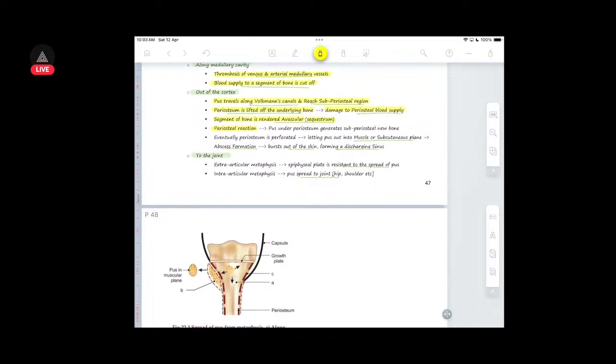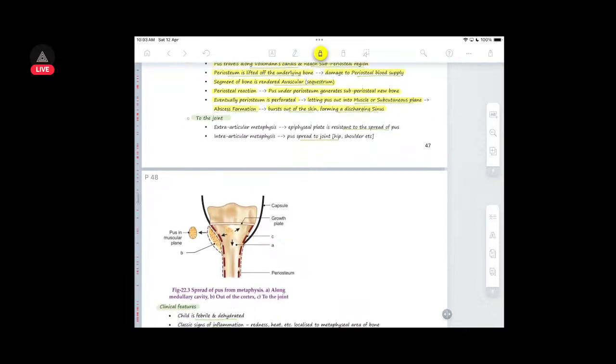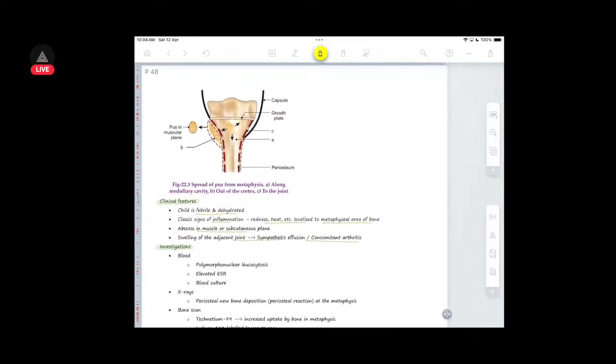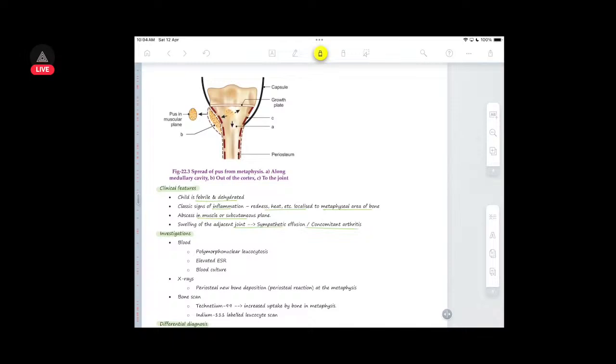Then you have periosteal reaction, wherein the pus under the periosteum generates subperiosteal new bone. Eventually the periosteum is perforated, letting pus out into the muscle or subcutaneous plane, leading to abscess formation, bursting out of the skin, forming a discharging sinus. Then to the joint, you can have extra-articular metaphysis. The epiphyseal plate is resistant to the spread of the pus. However, intra-articular metaphysis, the spread to the joint, hip, shoulder, etc. will occur. So you have the spread of pus from the metaphysis. First you have along the medullary cavity, then you have out of the cortex, and third you have to the joint. A, B and C.